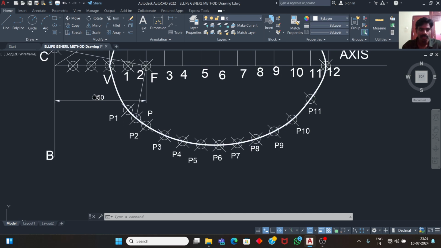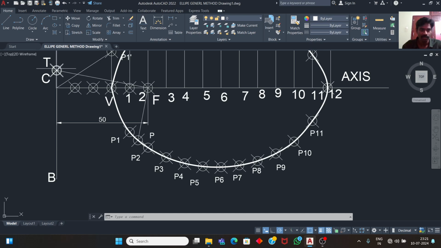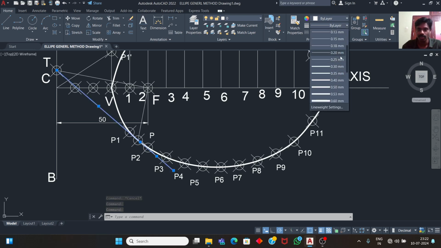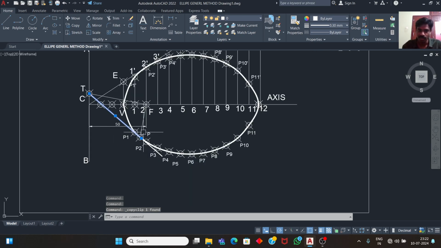Now from T to the point P that we located earlier, draw a line. Start a line at T and this point P, and move it somewhere. This line we can call a tangent line. Select this line, copy it and paste it somewhere.